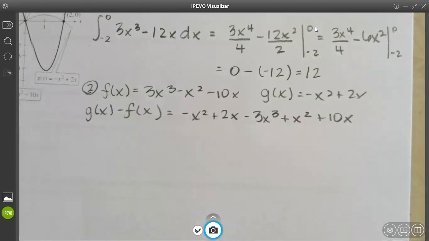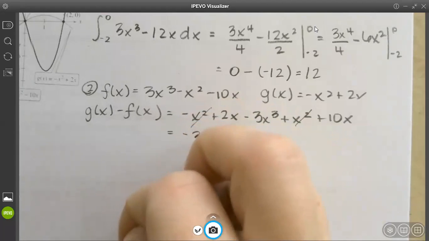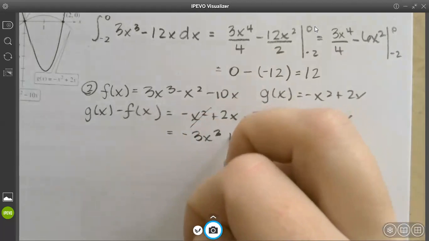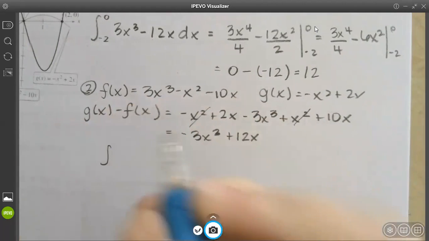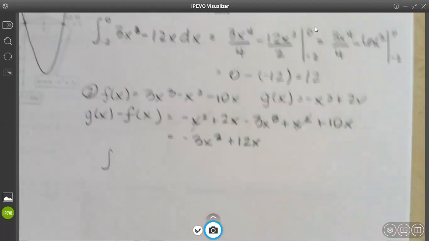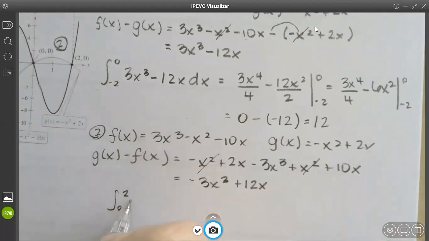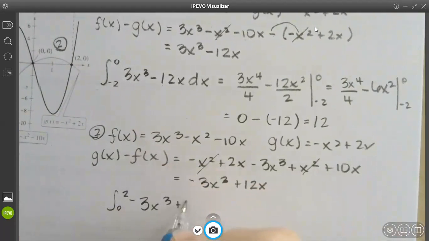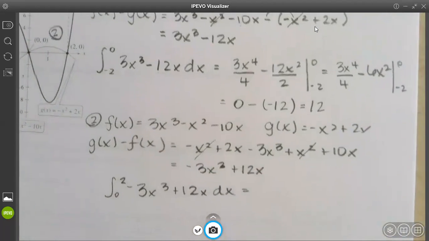What happens? We're left with -3x cubed plus 12x. We're going to do that integration from where to where? When we go back to our graph, they intersect at 0 and 2. What does that mean I will have?